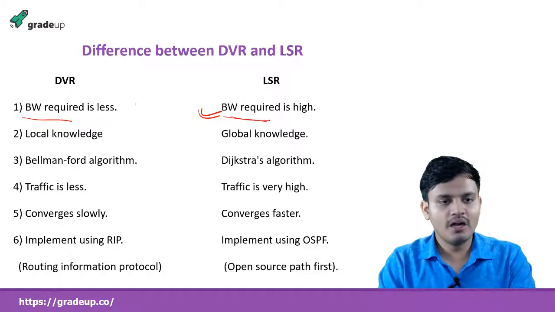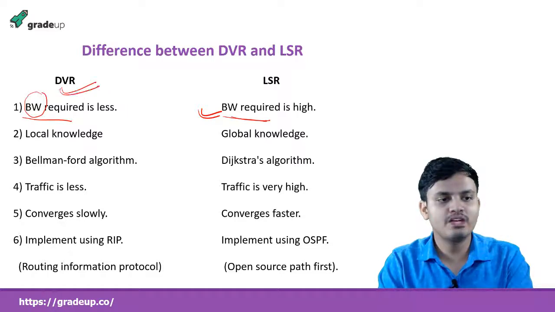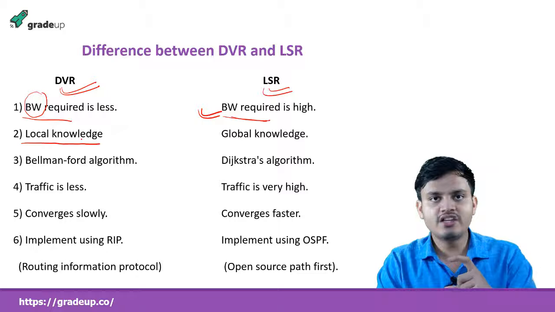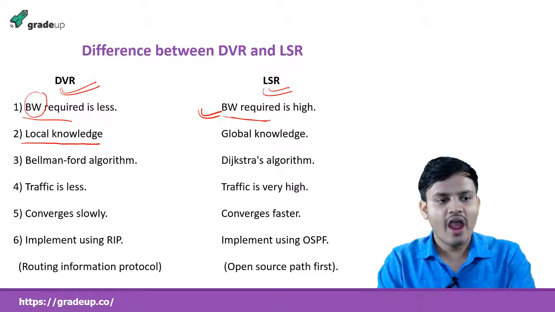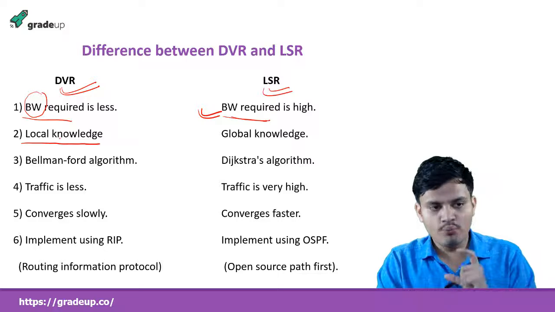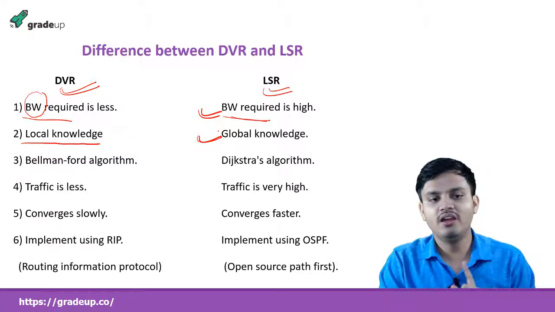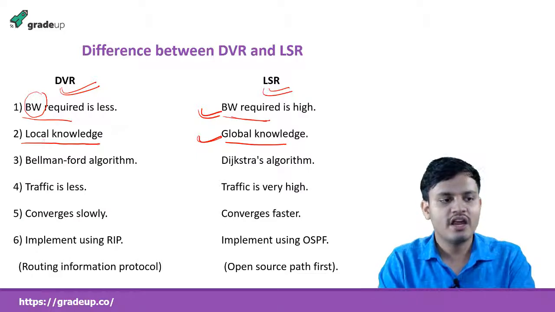But in earlier days we had low bandwidth. That is why we used DVR in the old days. But now we have high bandwidth. That is why we are using LSR, link state routing. DVR uses local knowledge. After you pass one distance vector, suppose node A will get the distance vector from B and D, and they are its neighbors. But here you get the link state packet from every node. At A, you will get from B, C and D. From every node you will get. That is why it is global knowledge, while here it is local knowledge.